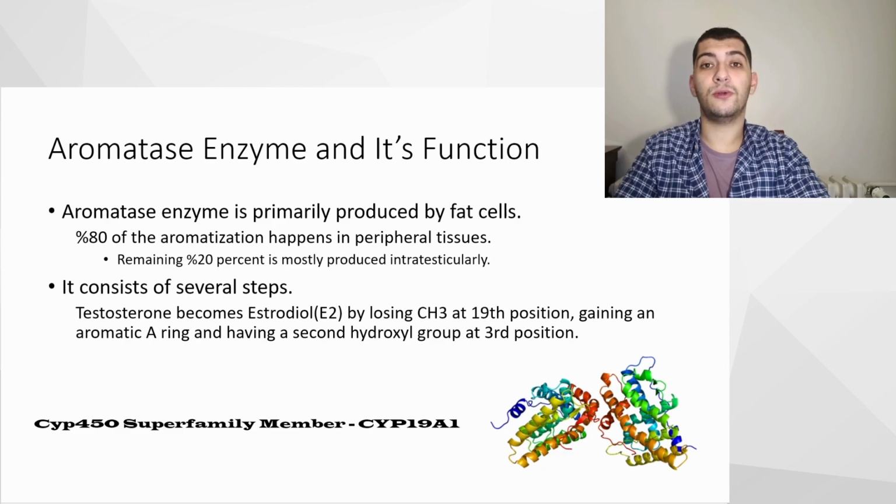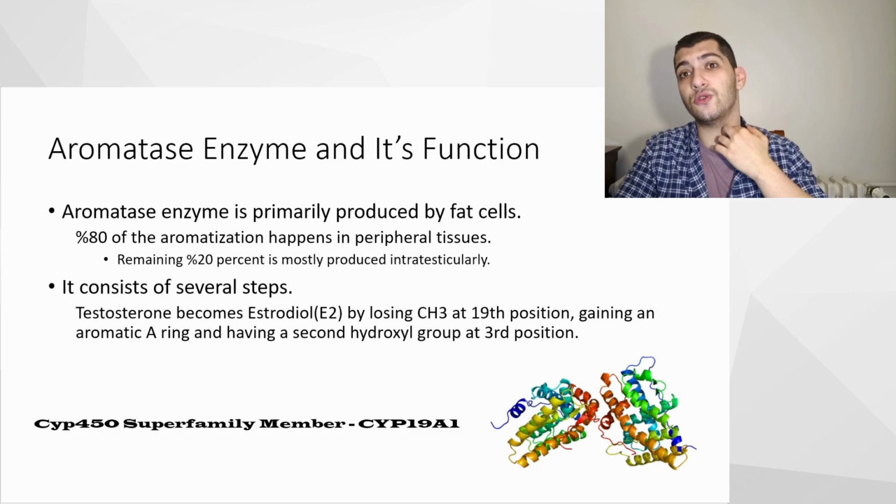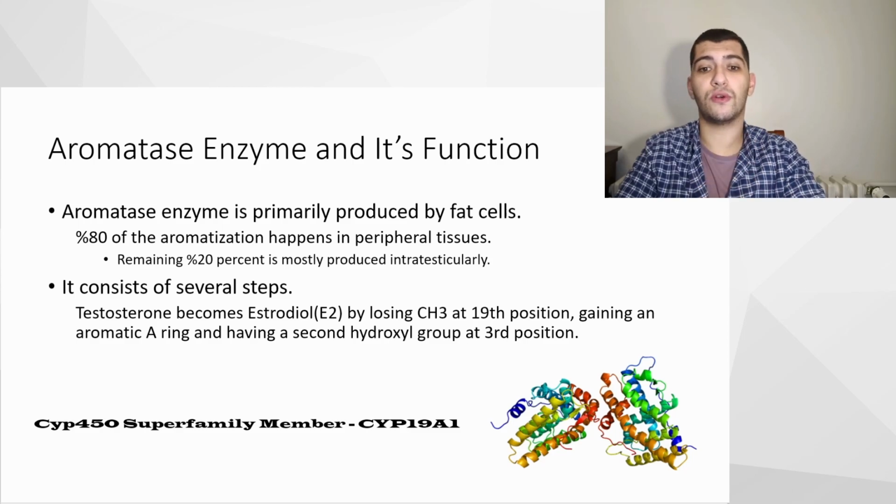Aromatase enzyme is primarily produced by fat cells. Roughly 80% of the aromatization happens in peripheral tissues, and the remaining 20% is mostly produced intratesticularly in your gonads. Roughly the same thing goes for postmenopausal women too. In postmenopausal women, most of their estrogen comes from peripheral aromatization, but in premenopausal women, most of the aromatization happens in their ovaries.